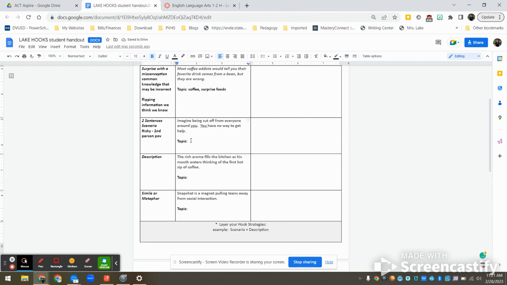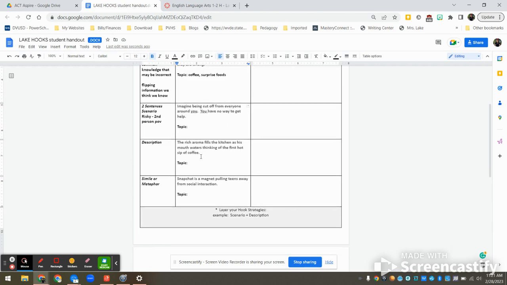But then I want you to think, what is the potential topic of this essay? If they are starting an informative essay and they're saying, imagine being cut off from everyone around you, you have no way to get help, what could the topics be? You and a partner at your table can come up with some different topics that might be related to this hook sentence.